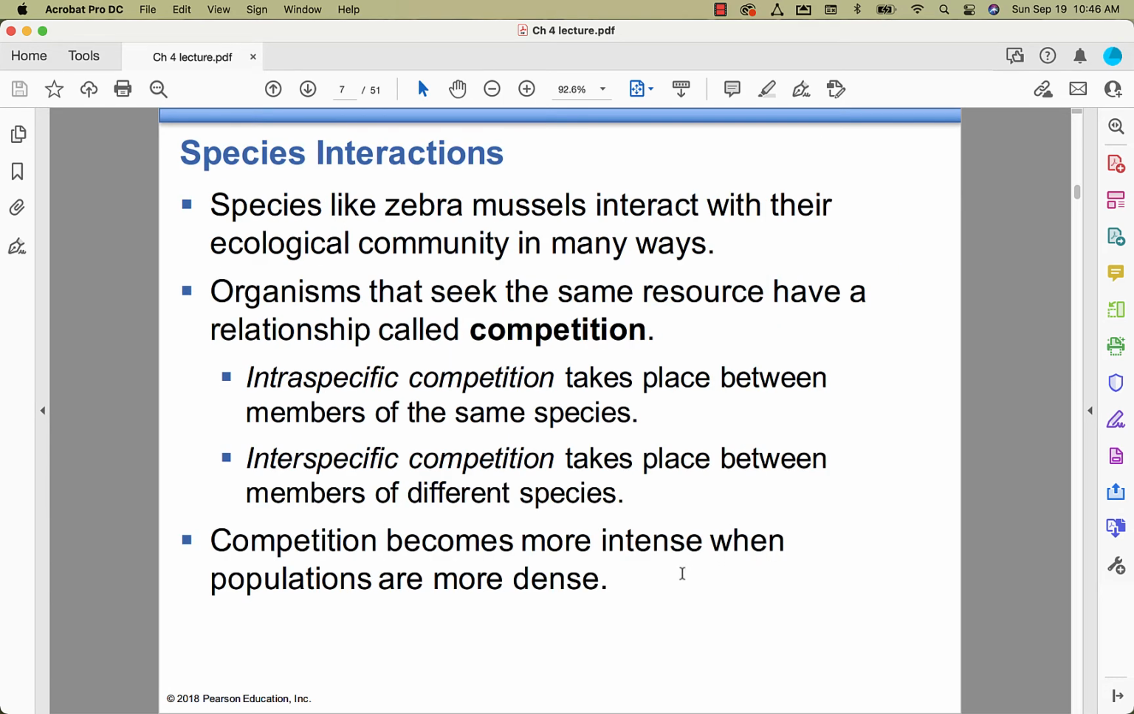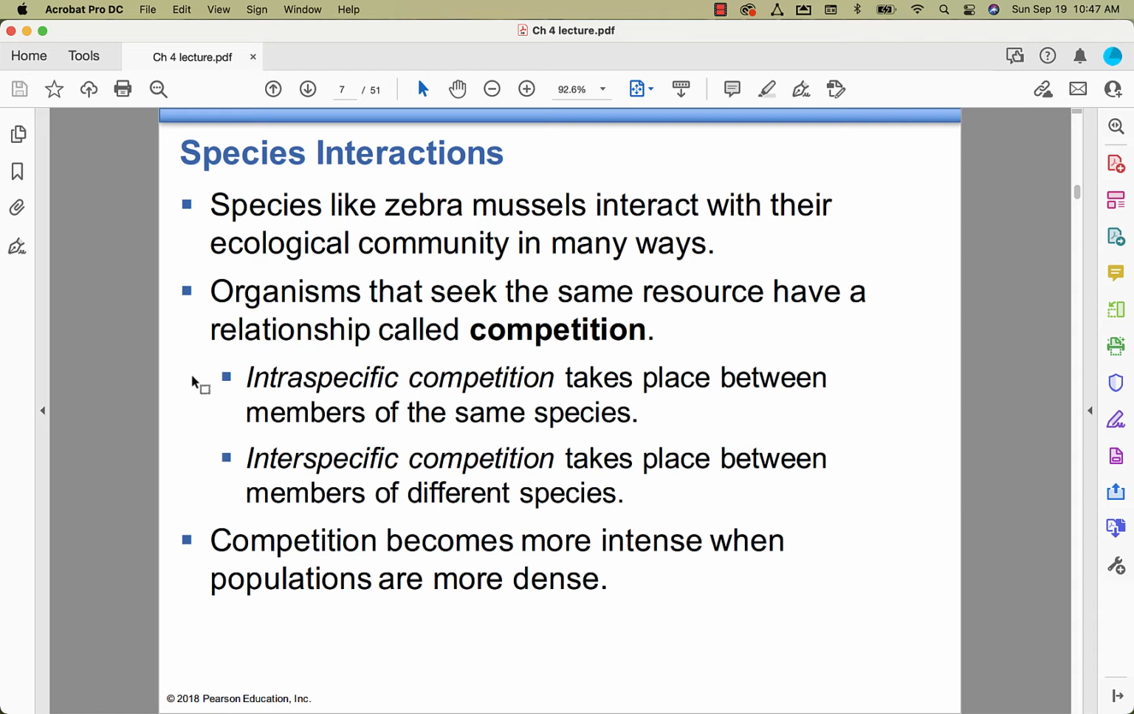So if you look at how species interact in a community, when two organisms seek the same resource, they are in competition. There's two kinds of competition, and we didn't talk about this in biology. Intraspecific competition takes place between members of the same species. So when two male deer compete for a female, or when fish compete for food or anything like that, intraspecific is between members of the same species.